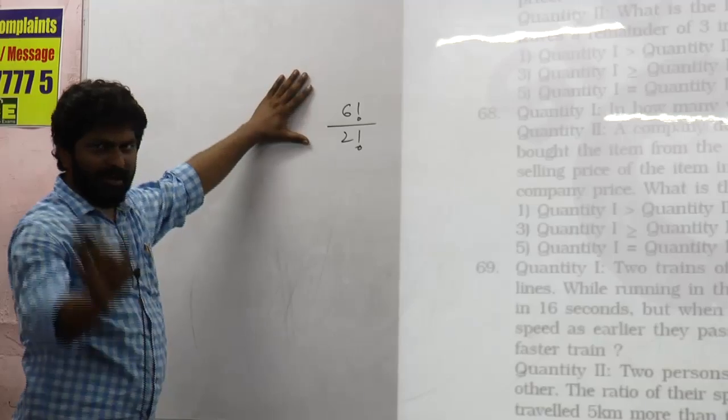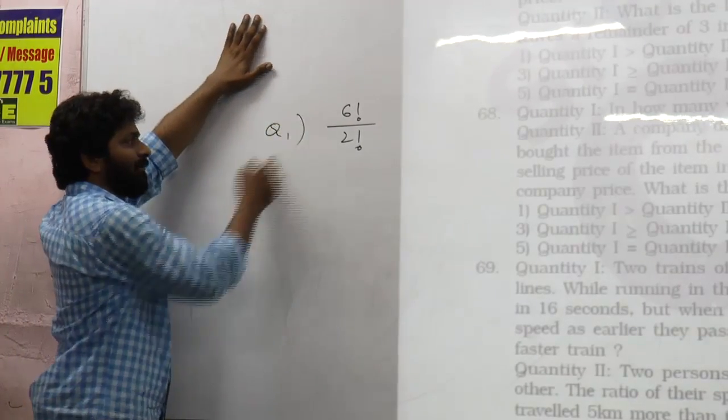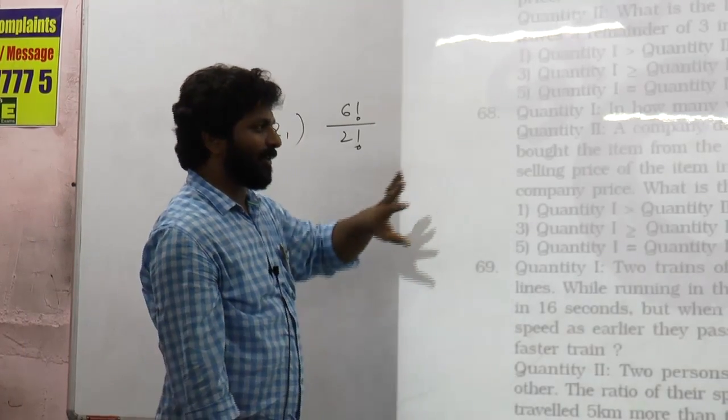How many ways can we arrange letters of the word matter? How many letters are there? In how many ways can you arrange them? 6 factorial. And any repetitions? Yes. T repeated for 2 times, so by 2 factorial. Don't calculate its value. You know that this is quantity 1.